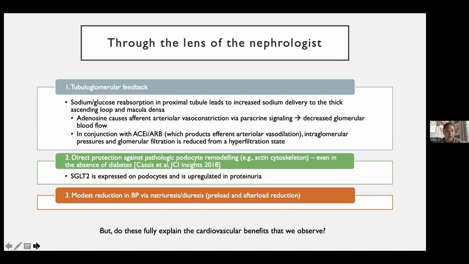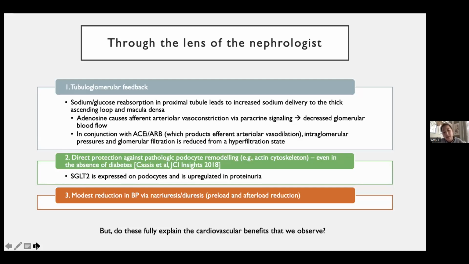And I think a lot of the nephrologists early on will say that the most popular theory was this tubuloglomerular feedback. And that was that the SGLT2 inhibitor would help to deliver sodium to the thick ascending loop and the macula densa. And there would be this paracrine adenosine signaling that causes afferent arteriolar vasoconstriction, and that you have decreased glomerular blood flow. It's essentially decreasing intraglomerular pressures and helps reduce that hyperfiltrative state.